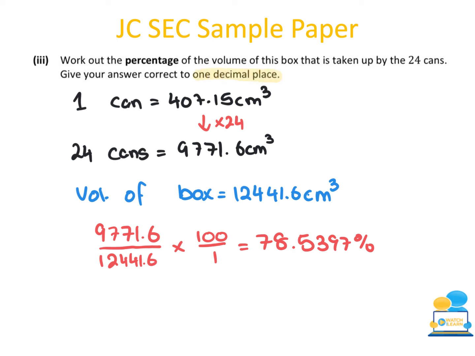So the question asked me to give my percentage to 1 decimal place. So I'm going to round it to 1 decimal place, which is the 5, ask the neighbour 3, and that will remain as 5. So it gives me 78.5% of the box is taken up by the 24 cans.